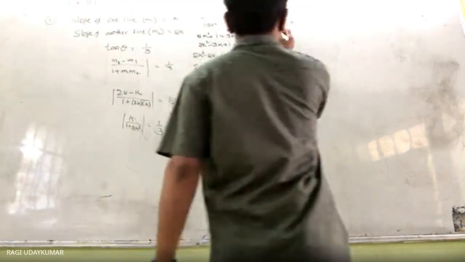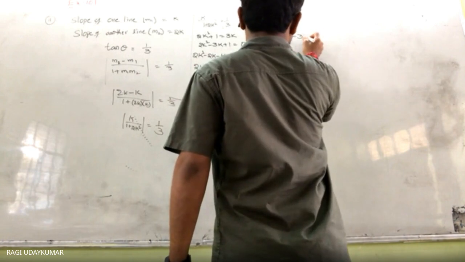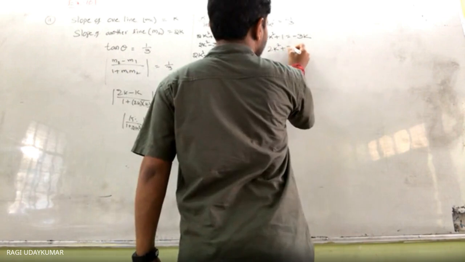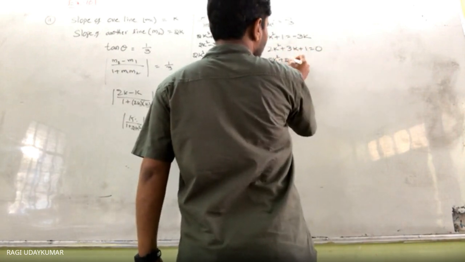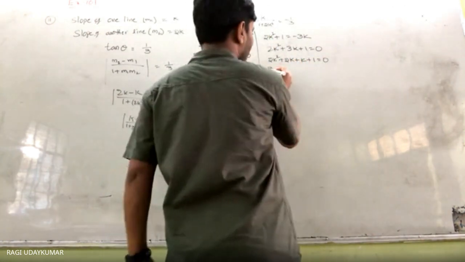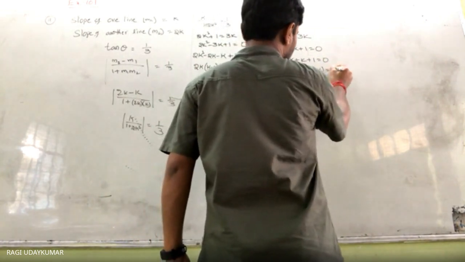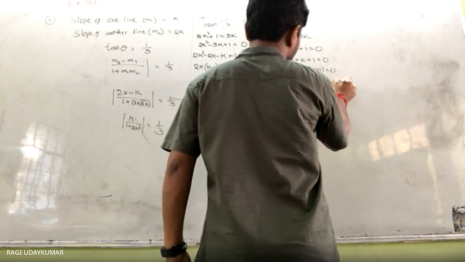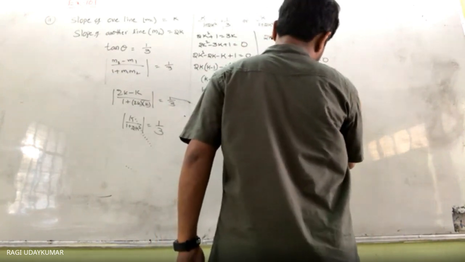Here in this situation, if you take 2k square plus 1 is equal to minus 3k, then 2k square plus 3k plus 1 is equal to 0. 2k square plus 2k plus k plus 1 is equal to 0. Taking 2k common, k plus 1; taking 1 common, k plus 1, is equal to 0. So k plus 1 if you are taking common, 2k plus 1 is equal to 0. K equal to minus 1 or k equal to minus 1/2.